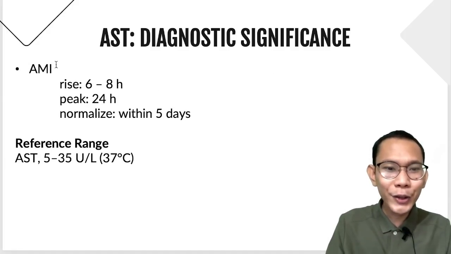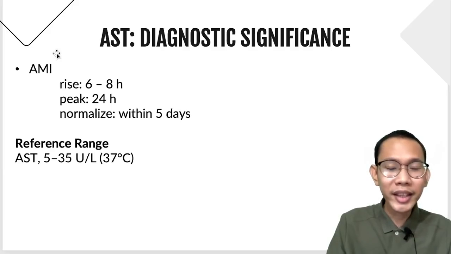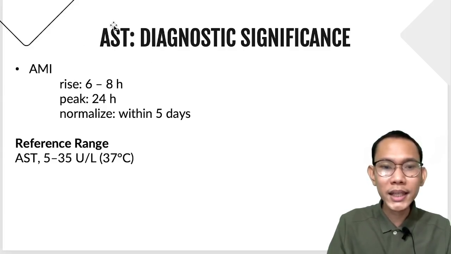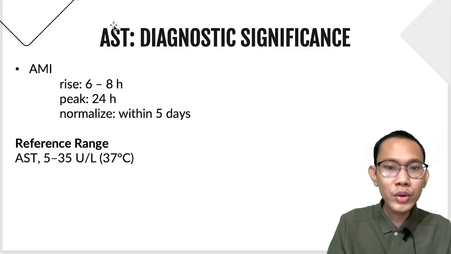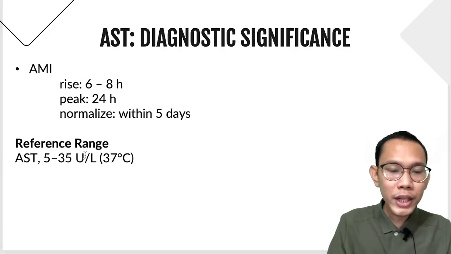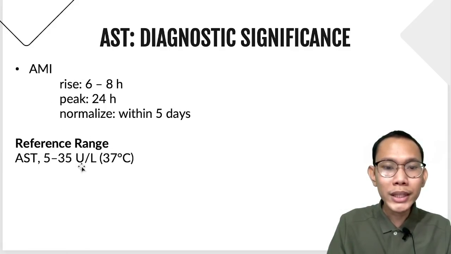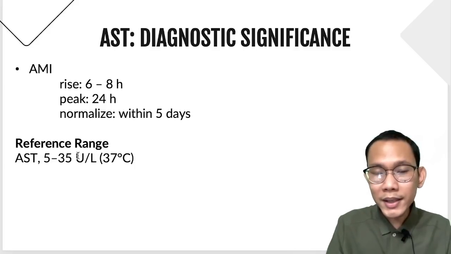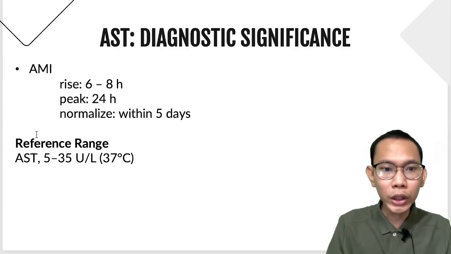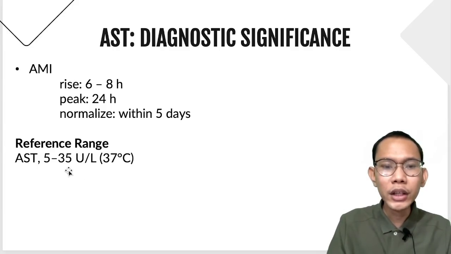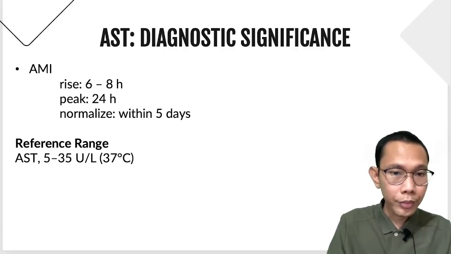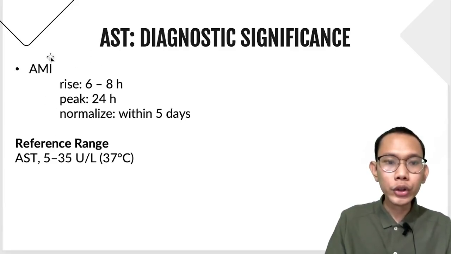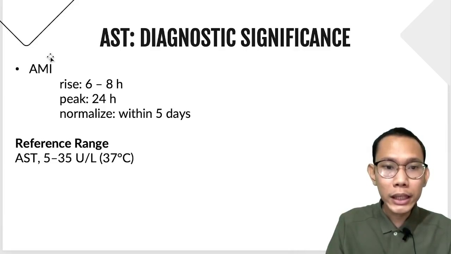How about this acute myocardial infarction? I know you already discussed your CK, your LDH, in terms of kailan siya mag-rise, kailan siya mag-peak, and kailan siya mag-normalize. Of course, the same with your AST since your cardiac tissue will also be a main tissue source of your AST. So remember the reference range of your AST, 5 to 35 units per liter. But remember, different package insert later on that you will be discussing in the laboratory. So, magdedepende yan sa package insert kung ano yung normal value. But then again, generally, it's around 5 to 35.